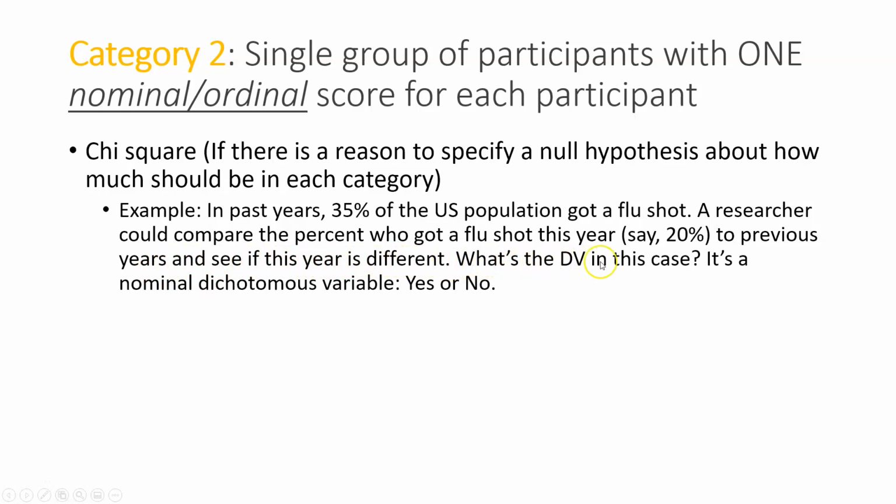In this case, what's the DV? It's a nominal dichotomous variable or binomial variable. It's yes or no. That's it. And so because there's just 2 options here, then we have to say, what is the percentage of people who did get a flu shot in this year versus other previous years?